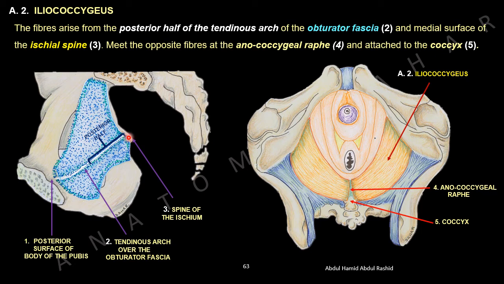If you see this one in this diagram, this is the origin of the iliococcygeus muscle. And the fibers will go backwards and downwards and meet the opposite fibers along the anococcygeal raphe, and the posterior fibers will attach to the coccyx.